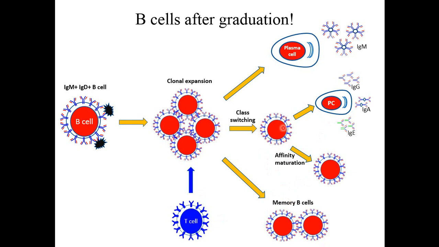So a lot of cells which have undergone class switching at the same time undergo affinity maturation. And some of these cells that have undergone class switching and affinity maturation do not become plasma cells, but remain in a quiescent state and become memory B cells. So unlike the flow that I'm showing you here, these three different things can happen at the same time.